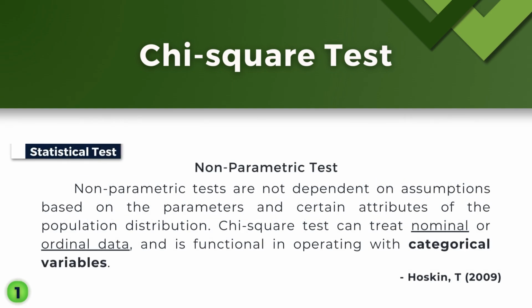Chi-square test is a kind of non-parametric test, which is not dependent on assumptions based on the parameters and certain attributes of the population distribution. Chi-square test can treat nominal or ordinal data and is functional in operating with categorical variables. Simply, it means that it will not require one to identify the distribution of data, might it be normal, binomial, or exponential.